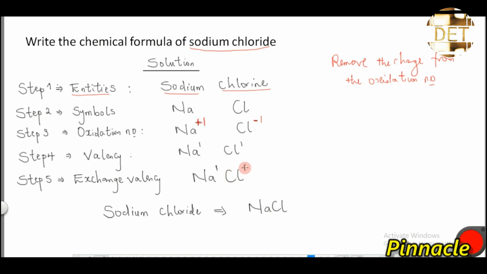So 1 times Cl will still be Cl. Sodium times 1 will still be sodium. So the chemical formula of sodium chloride is NaCl. It shows that there is only 1 atom of sodium and 1 atom of chlorine present. So this is the chemical formula of sodium chloride.